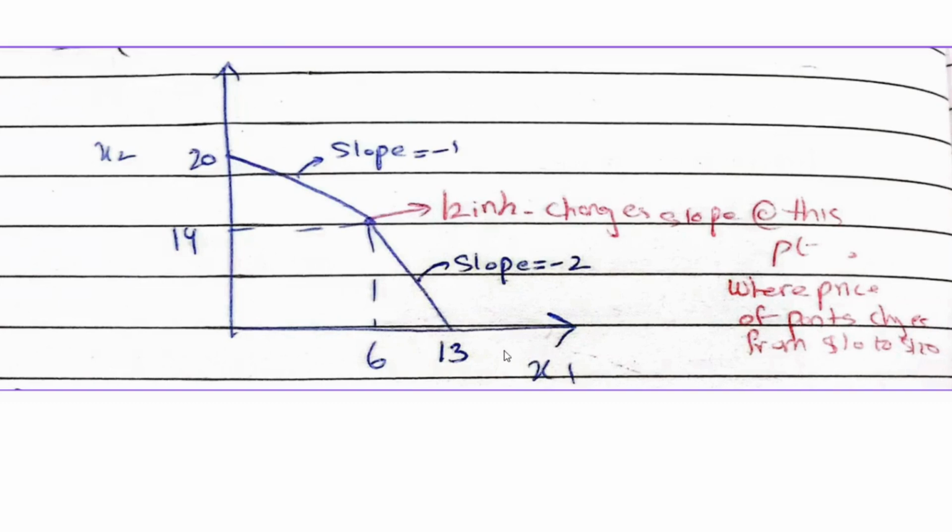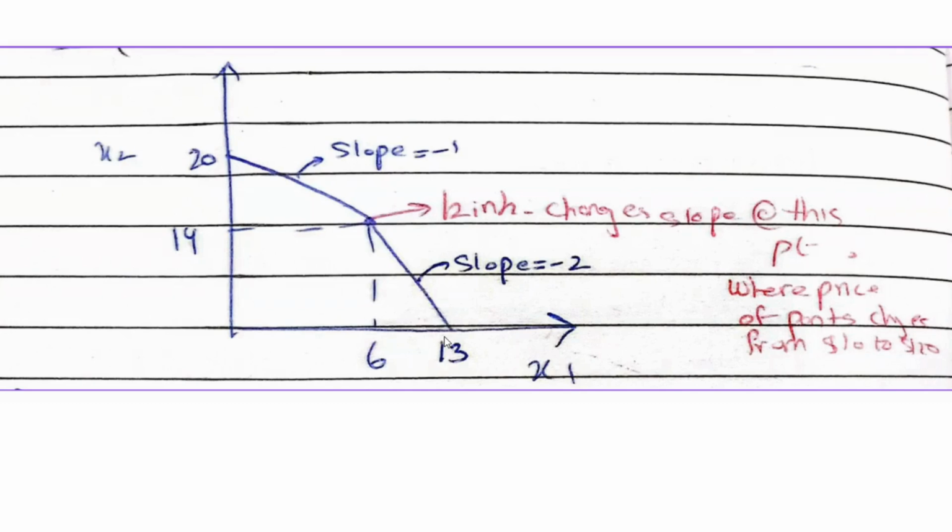Then you know your horizontal intercept in the region after the kink, when x1 is greater than 6, is 13. Once you've plotted these 3 points, right? So you plot your kink, you plot your vertical intercept in the region before the kink, you plot your horizontal intercept in the region after the kink. Now we just need to join these with lines.